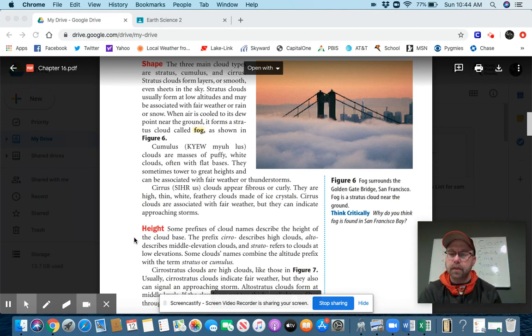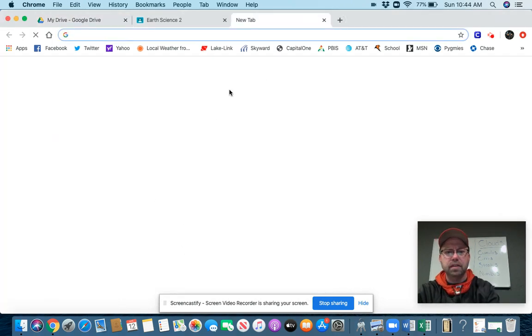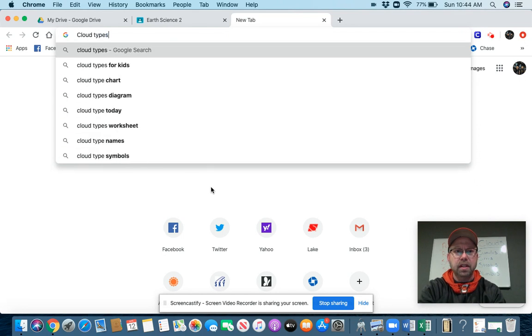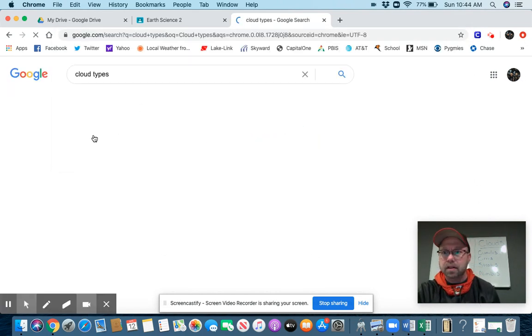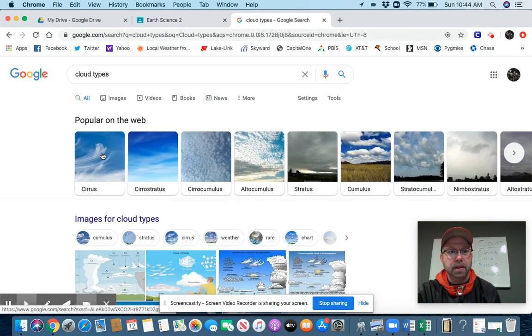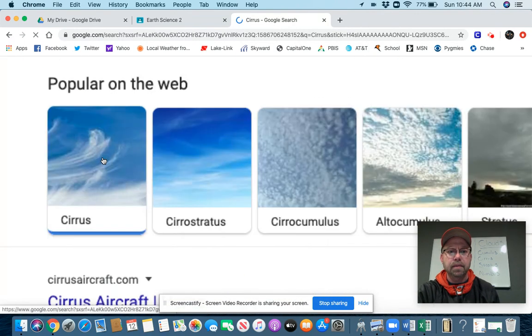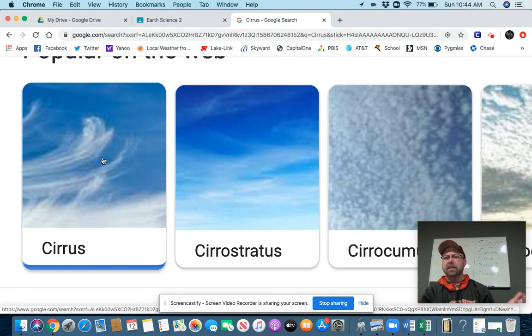So I realize that I have made a grave mistake here in not showing you pictures of those clouds, but I am going to do that. Well, I have Google. Let's try it. Cloud types. Here, let's look. I don't know what's going to come up. Here's those cirrus clouds, those thin, wispy clouds that are kind of curly up in the sky.